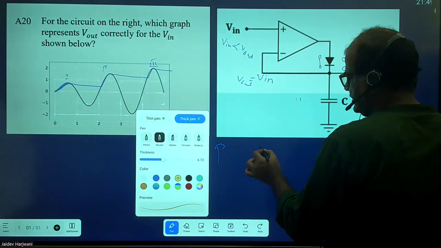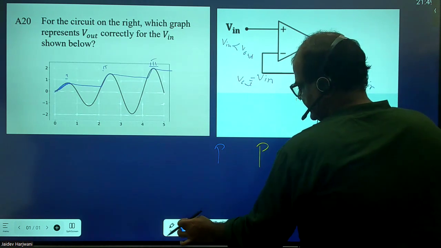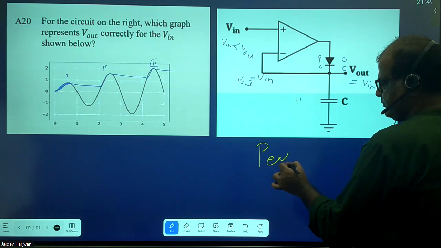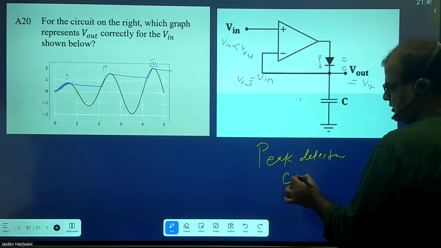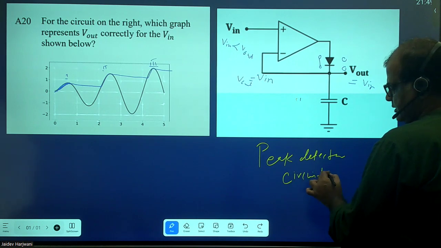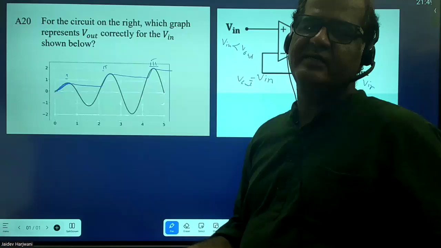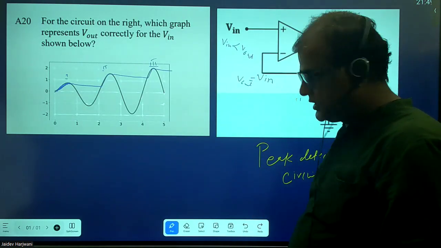This is your peak detector circuit. Here this circuit identifies the positive peaks. You can design a circuit which can identify the negative peaks. So this is the solution.